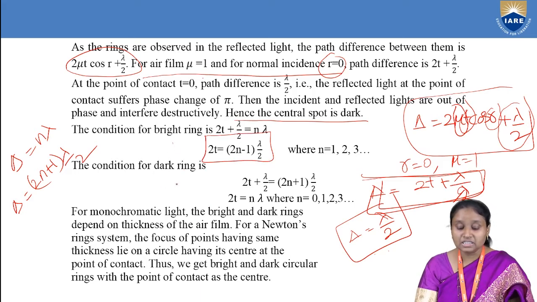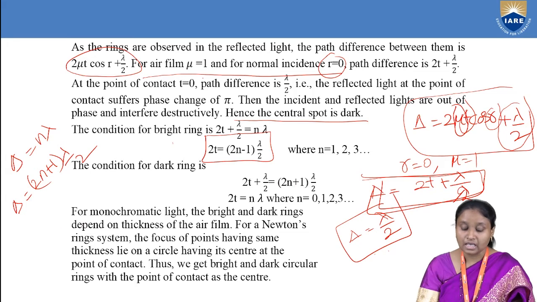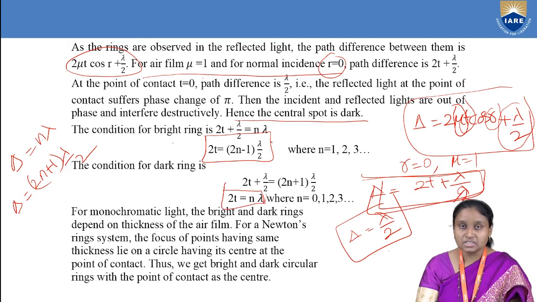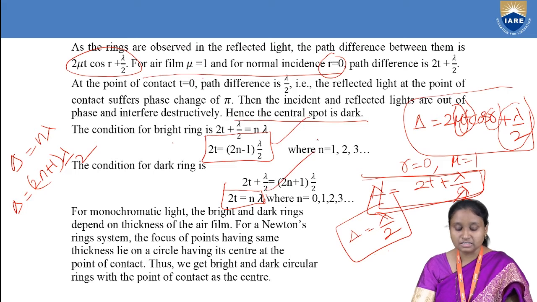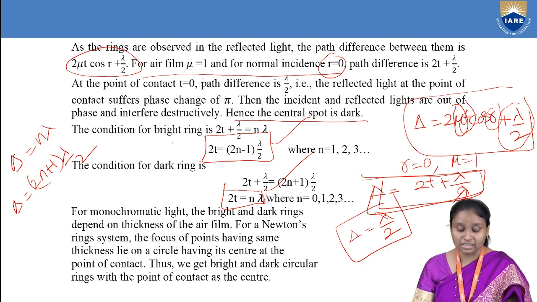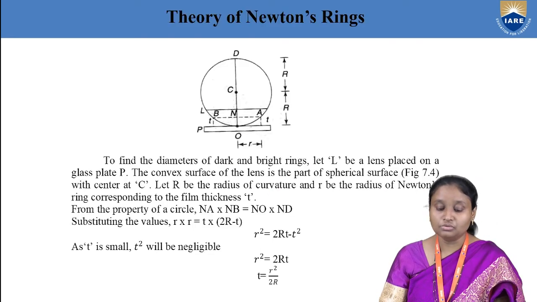Whereas similarly, the condition for a dark ring is that path difference should be equal to (2n plus 1) lambda by 2, as I told you earlier. And if we rearrange the terms, finally what condition do we get for a dark ring? 2t should be equal to n lambda. So these are the conditions for bright rings and dark rings. And we are going to use these conditions in order to find the diameters of bright and dark rings, so that we are going to do next.